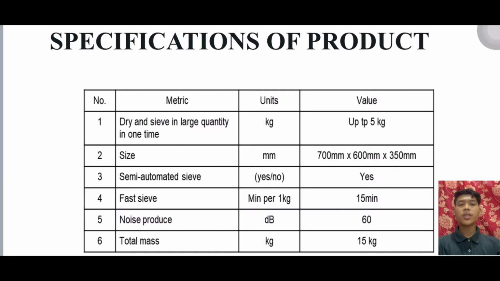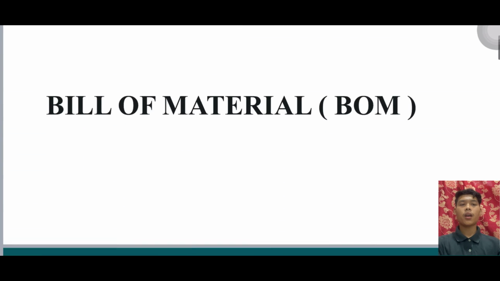Fourth, the machine is a fast sieve because it can sieve 1 kg of flour in 15 minutes. Fifth, the noise produced from the machine is 60 dB. And the last is the total mass for the machine, which is 15 kg. Next is the bill of material.